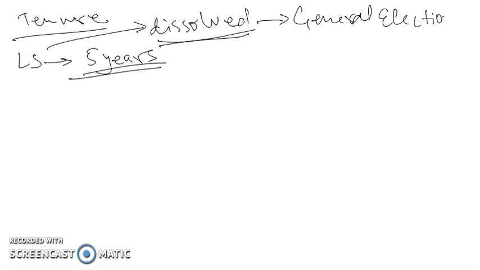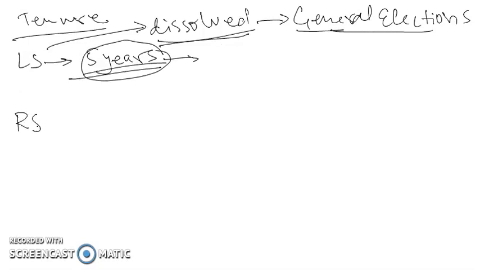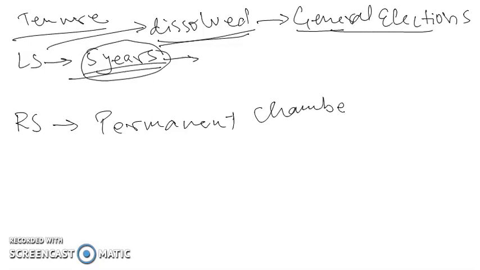The election to the Lok Sabha is called general elections, and it is held every 5 years because the tenure of Lok Sabha is just 5 years. After 5 years it is dissolved, and a new Lok Sabha is constituted by way of general election. While the Rajya Sabha is a permanent chamber. Why is it a permanent chamber?